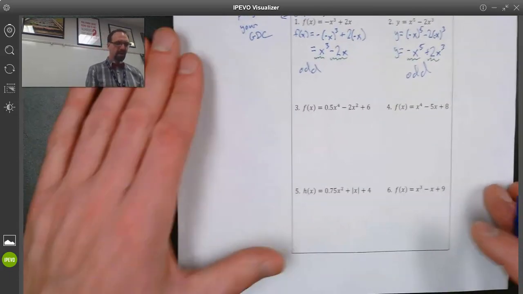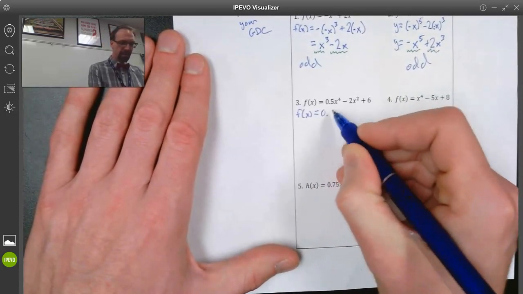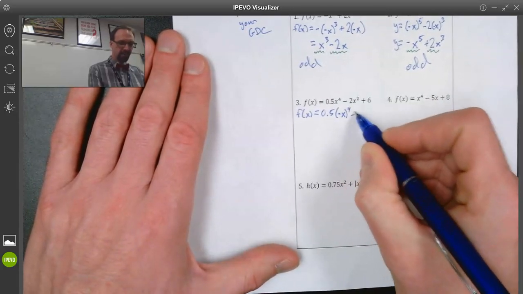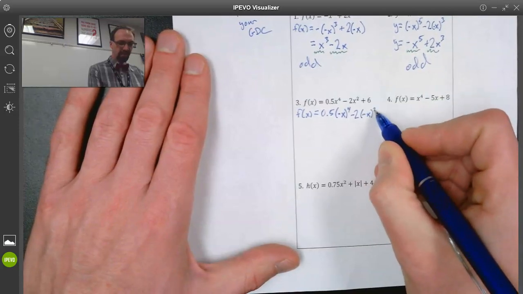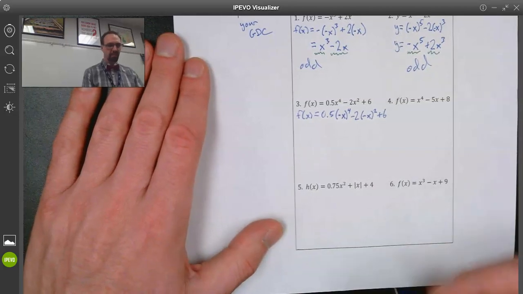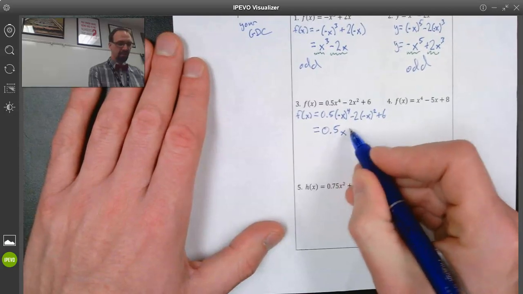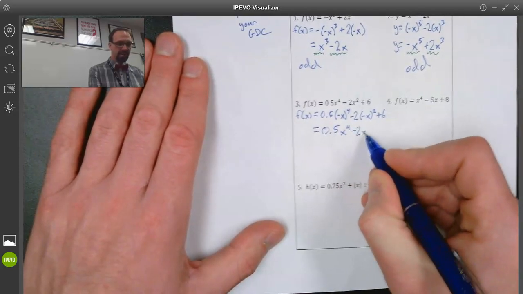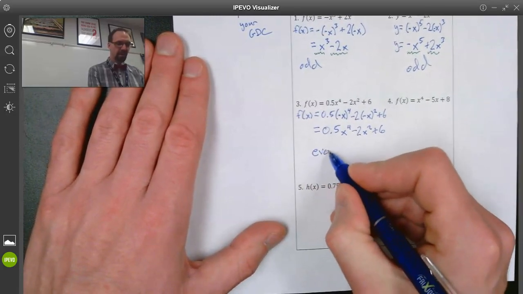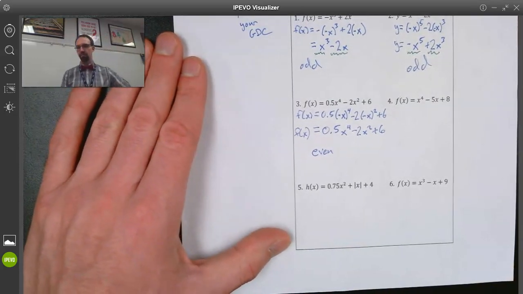Number 3, here we have f of x is equal to, so plugging in opposite x, I'm going to have 0.5 and then opposite x to the 4th, minus 2 times opposite x squared, plus 6. When I raise a negative variable to an even power, it becomes positive. So here I have nothing really changing with those values, and the 6 doesn't change as well. So this is actually even, because when I plug in the opposite x for all of those, I end up back at my original. Those are the same.